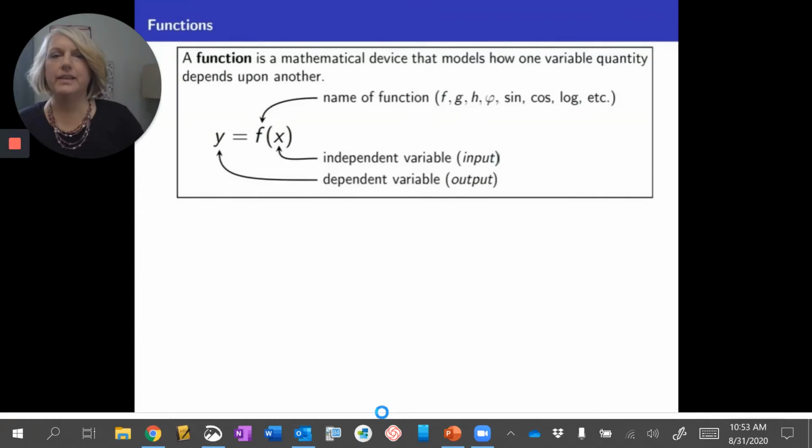Hi guys, so today's lesson, what we're going to do is talk about functions and do a little bit of review from pre-calculus and talk about domain and range and composition. Those are kind of our goals for today. What you're going to do is watch the video.